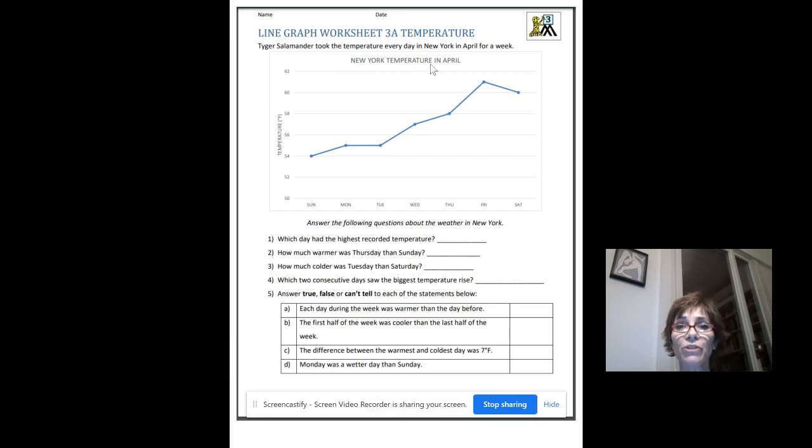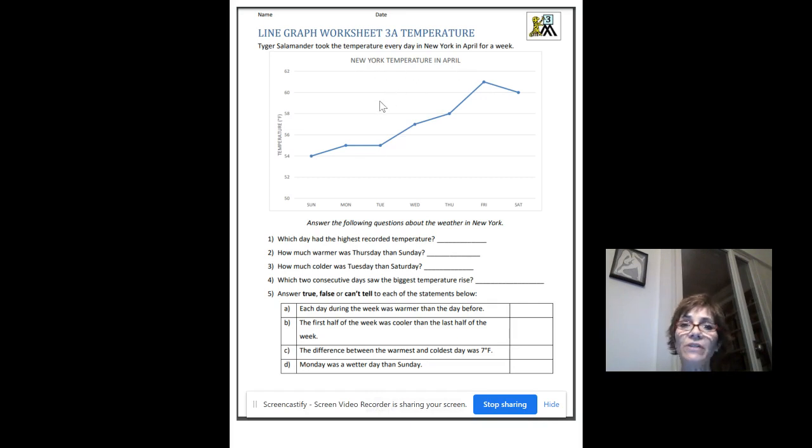New York temperature in April. So I think, aha, so this is showing me the temperature, and actually it's showing me how the temperature changes over time. So now I know from the title that this is showing me the temperature where? In New York, in April, in the month of April.